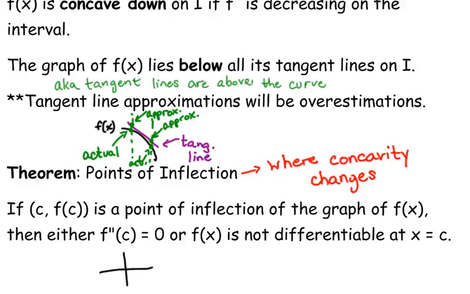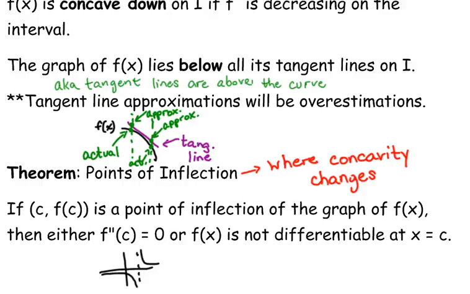Sketch a rational function here. Let's say that its vertical asymptote is right here. To the left of this vertical asymptote, what are we? We're concave down. To the left is concave down. The right is concave up.